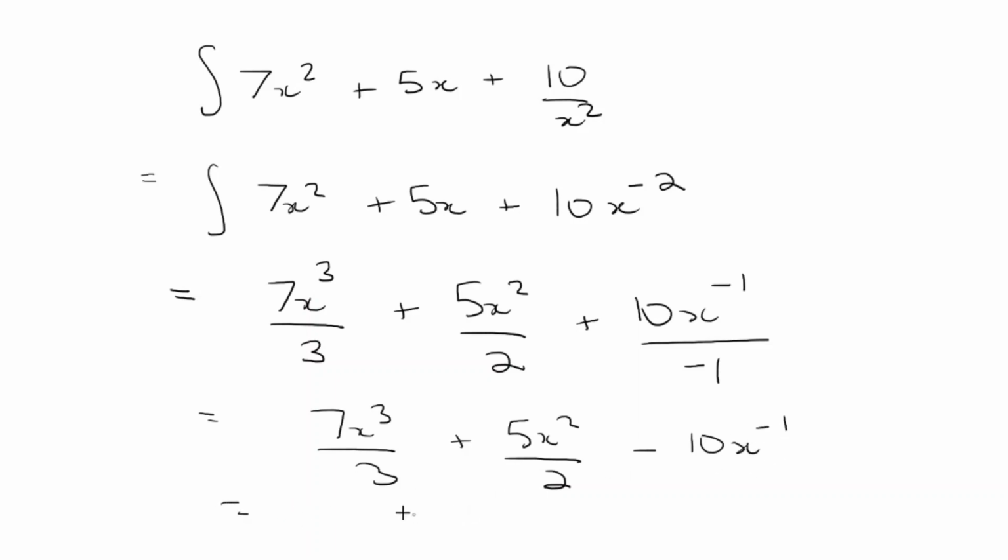So really, to simplify that further, we can write it as 7x cubed over 3 plus 5x squared over 2 minus 10 divided by x. So that's really how we go about integration of some basic algebraic expressions.